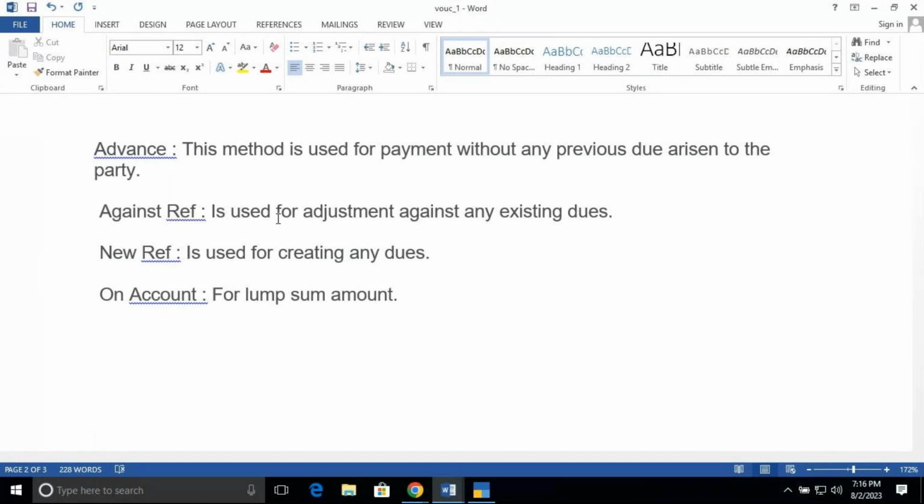So this is the first set. First set is what? New reference. They go in tandem. When you create new reference, ultimately against reference has to come. Also, please remember this is not only for buying. Even if you're selling on credit, you have to give new reference at the point of sale. When you receive money from the customer, you have to say against reference, against which bill you are receiving the money.